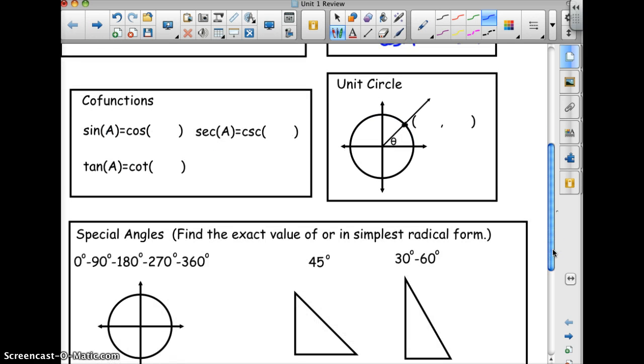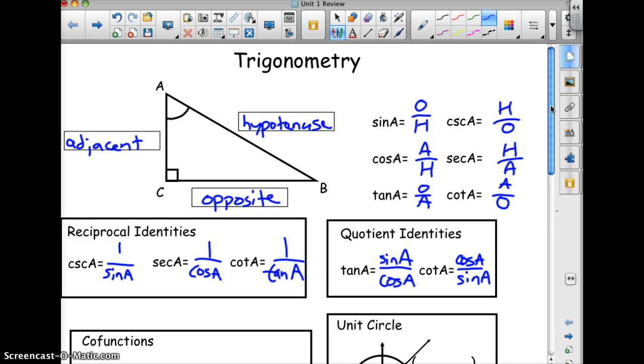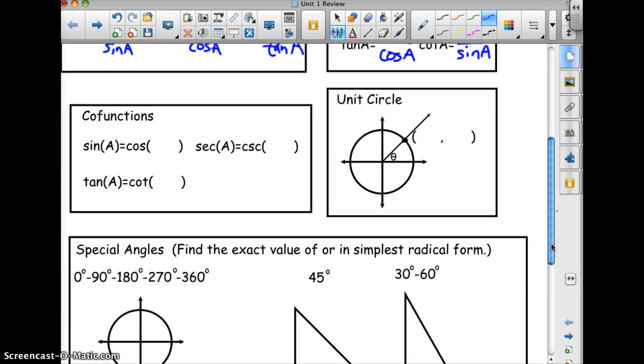Cofunctions we talked about a little bit here. Basically, if we go back up and look at this triangle I have here, let's say the sine of A. The sine of A is opposite over hypotenuse, which is like BC over BA. Well, the cosine of angle B here is actually BC over BA as well. And the relationship between A and B in a right triangle is, well, B equals 90 minus A. So with cofunctions, the sine of A equals the cosine of 90 minus A. And the secant of A is the cosecant of 90 minus A. And the tangent of A is the cotangent of 90 minus A. Okay? So we have those cofunctions, and you can solve those like that.